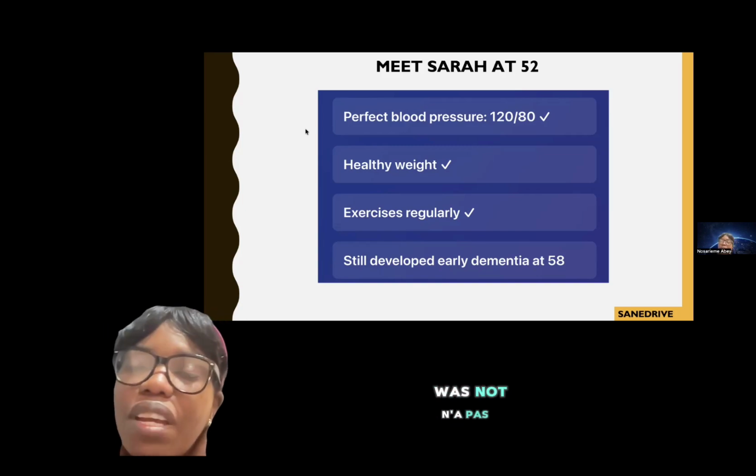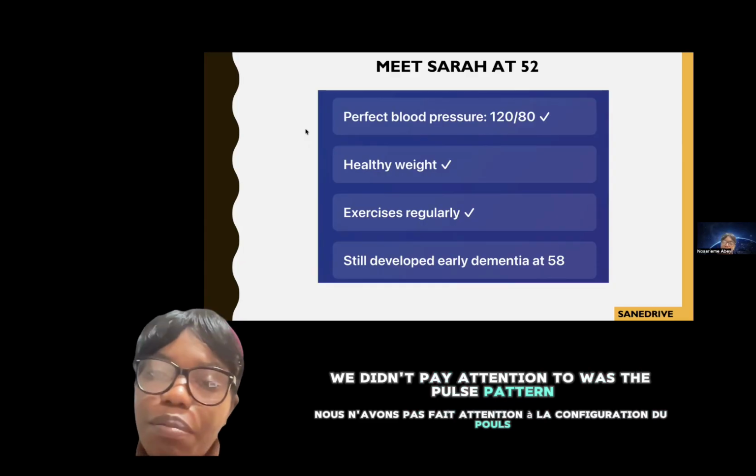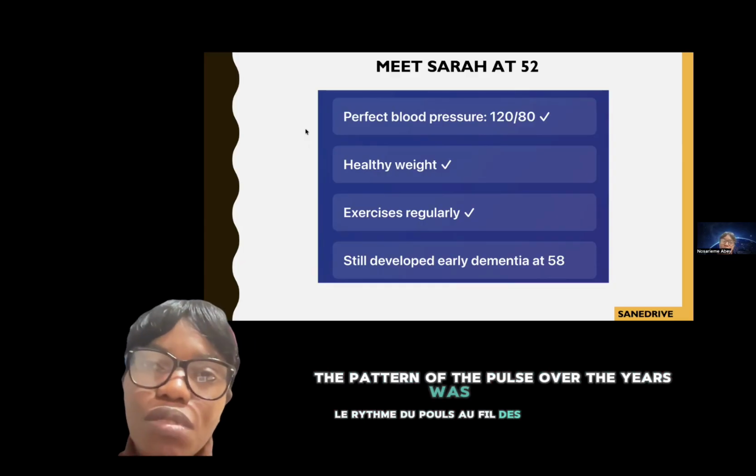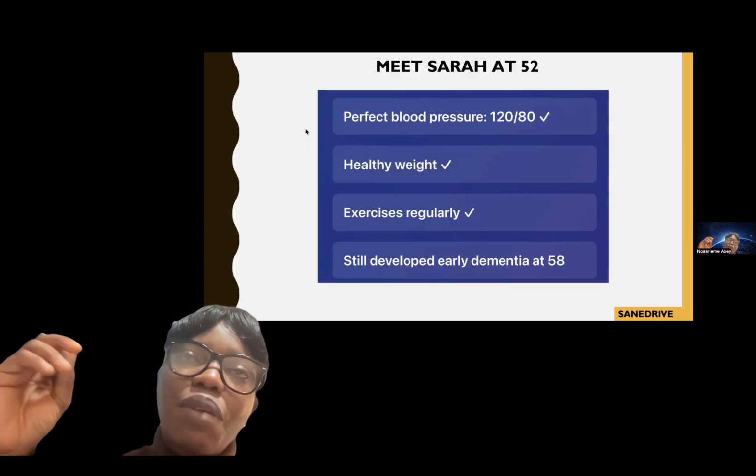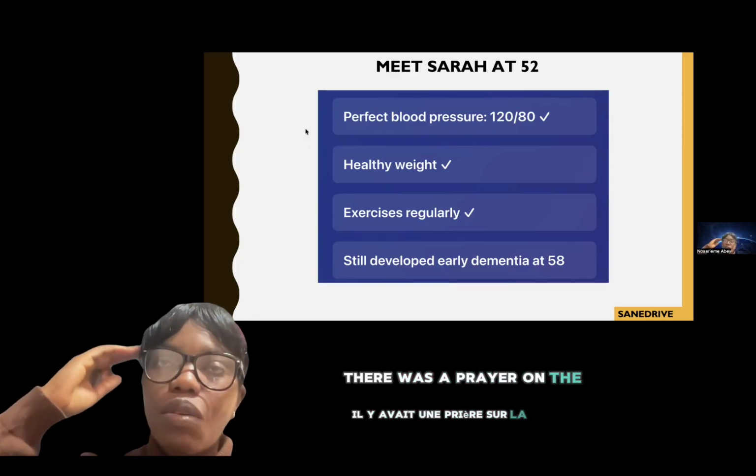One of the things they didn't pay attention to was the pulse pattern. The pattern of the pulse over the years was irregular. It was showing that there was pressure on the white matter. I'll explain a bit more about this later.